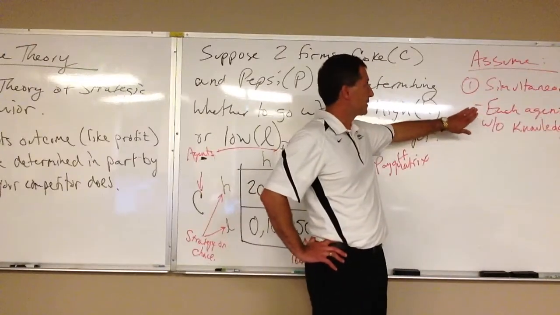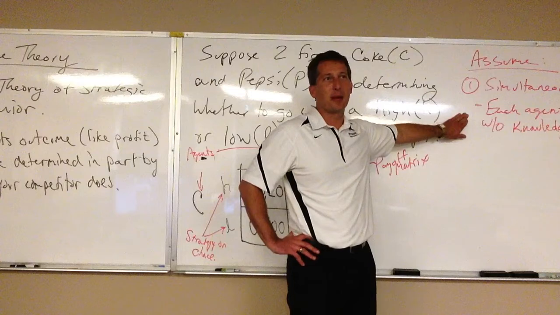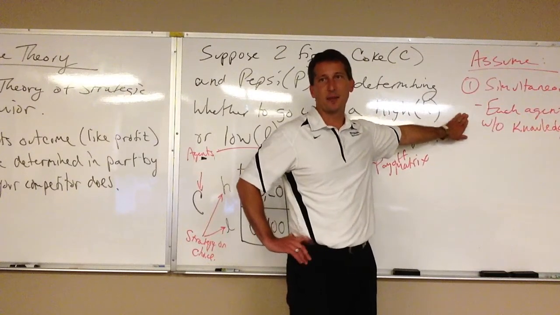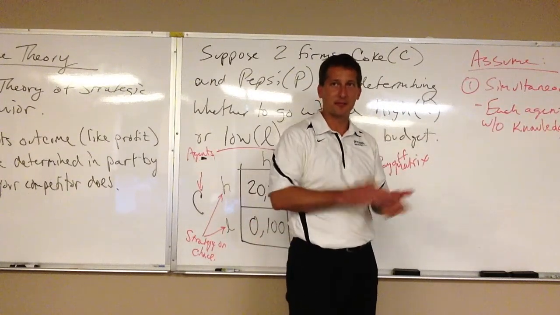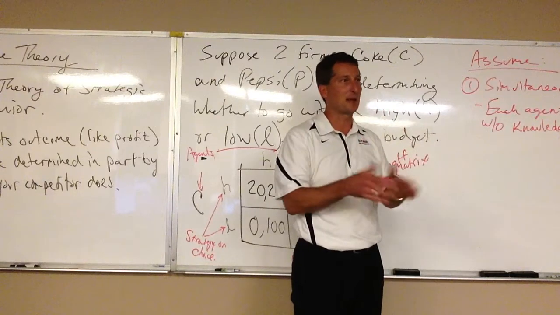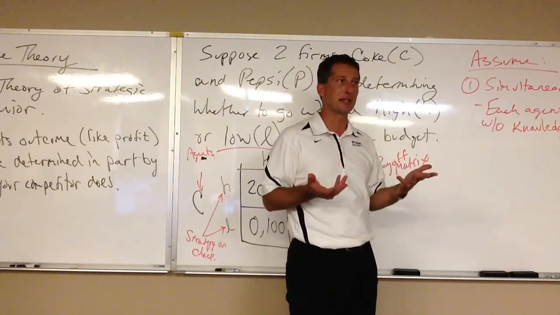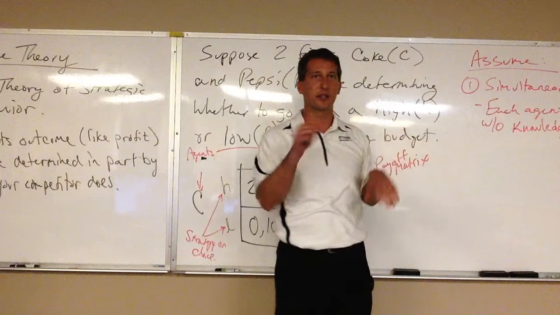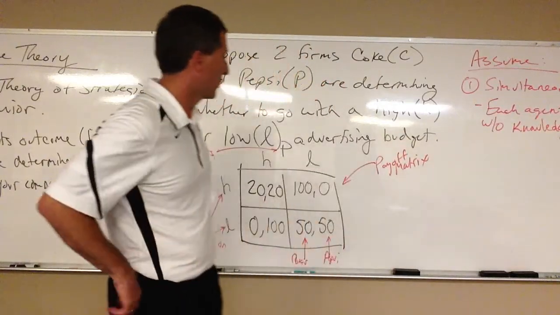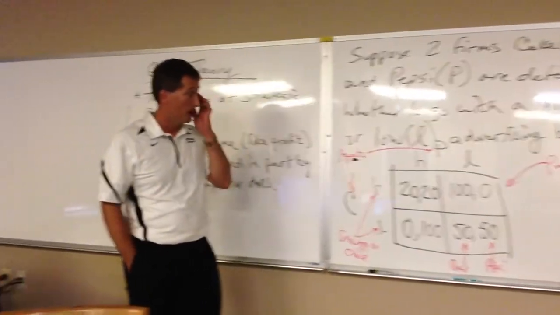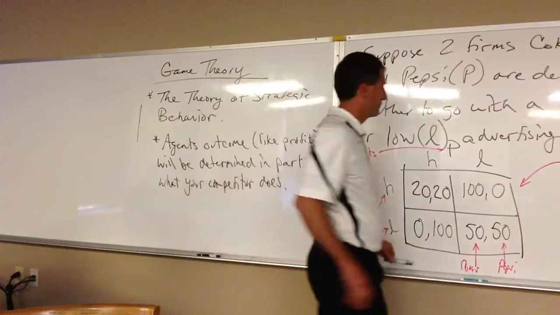If Coke makes its choice on Monday and Pepsi makes it Tuesday, it's the same thing as playing a simultaneous game, where you're both making the decision at the same time. The time element doesn't matter. The important part is that you're making your decision without knowing what the others chose. So that's a simultaneous game.